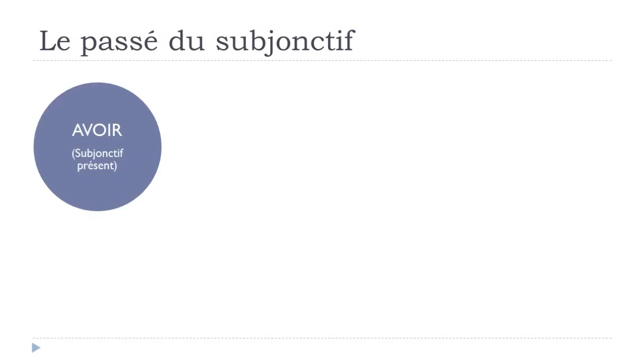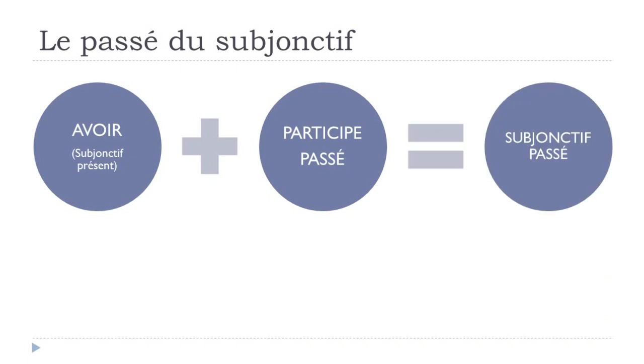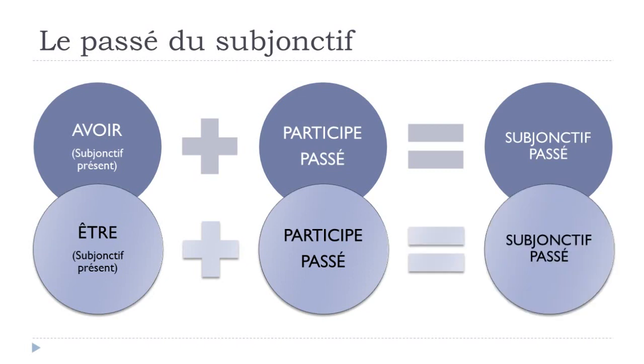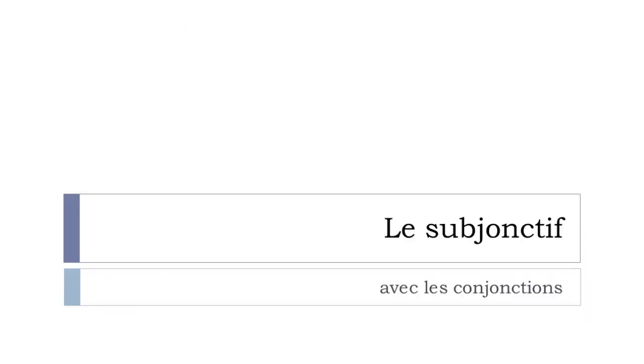So, if there is one thing to remember, it is the following. If you want to construct this passé du subjonctif, first you will have to put avoir at the subjonctif présent, then your participe passé, and you will get your subjonctif passé. In all these exceptions that we saw, être, subjonctif présent, and the participe passé, and you will get your subjonctif passé form.